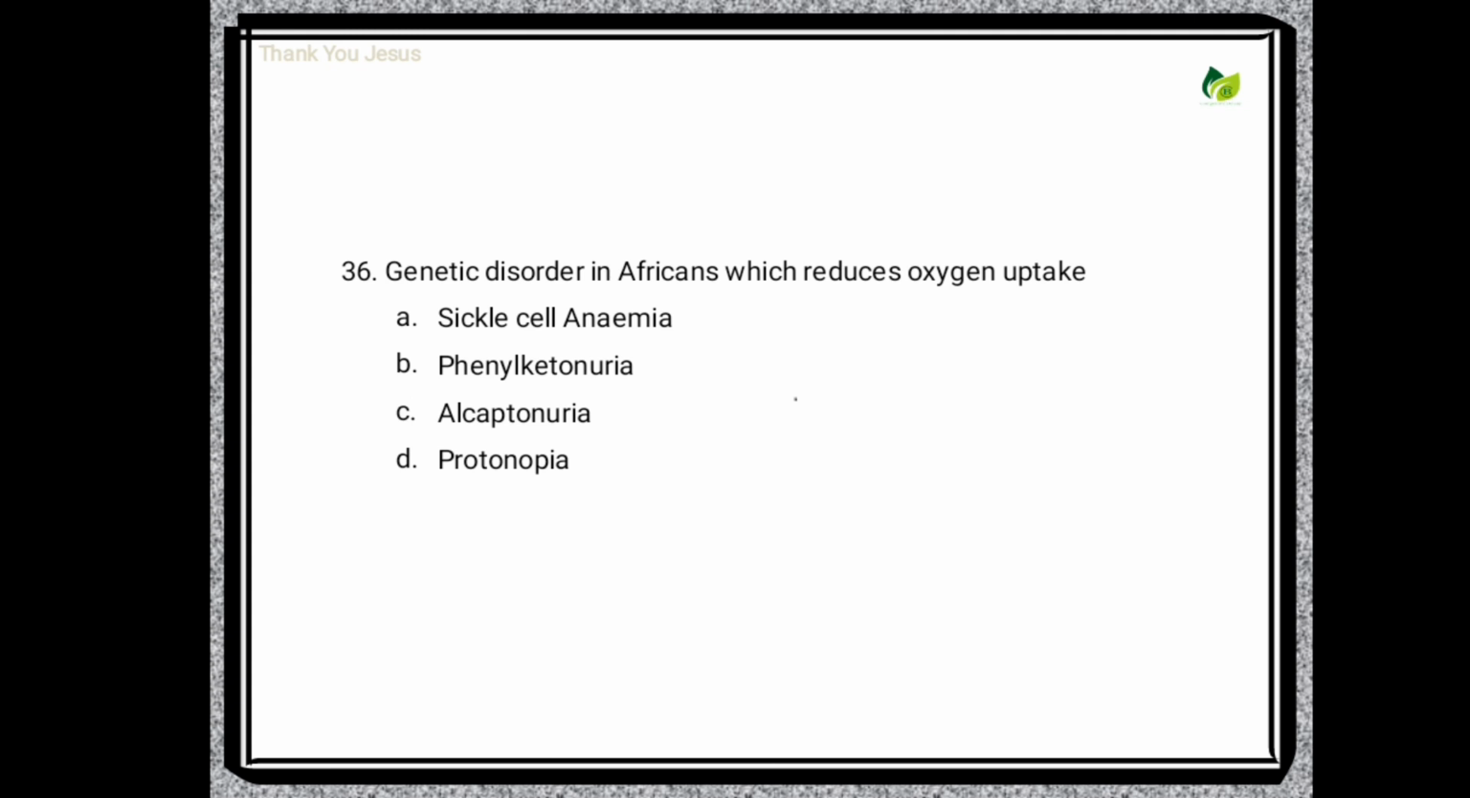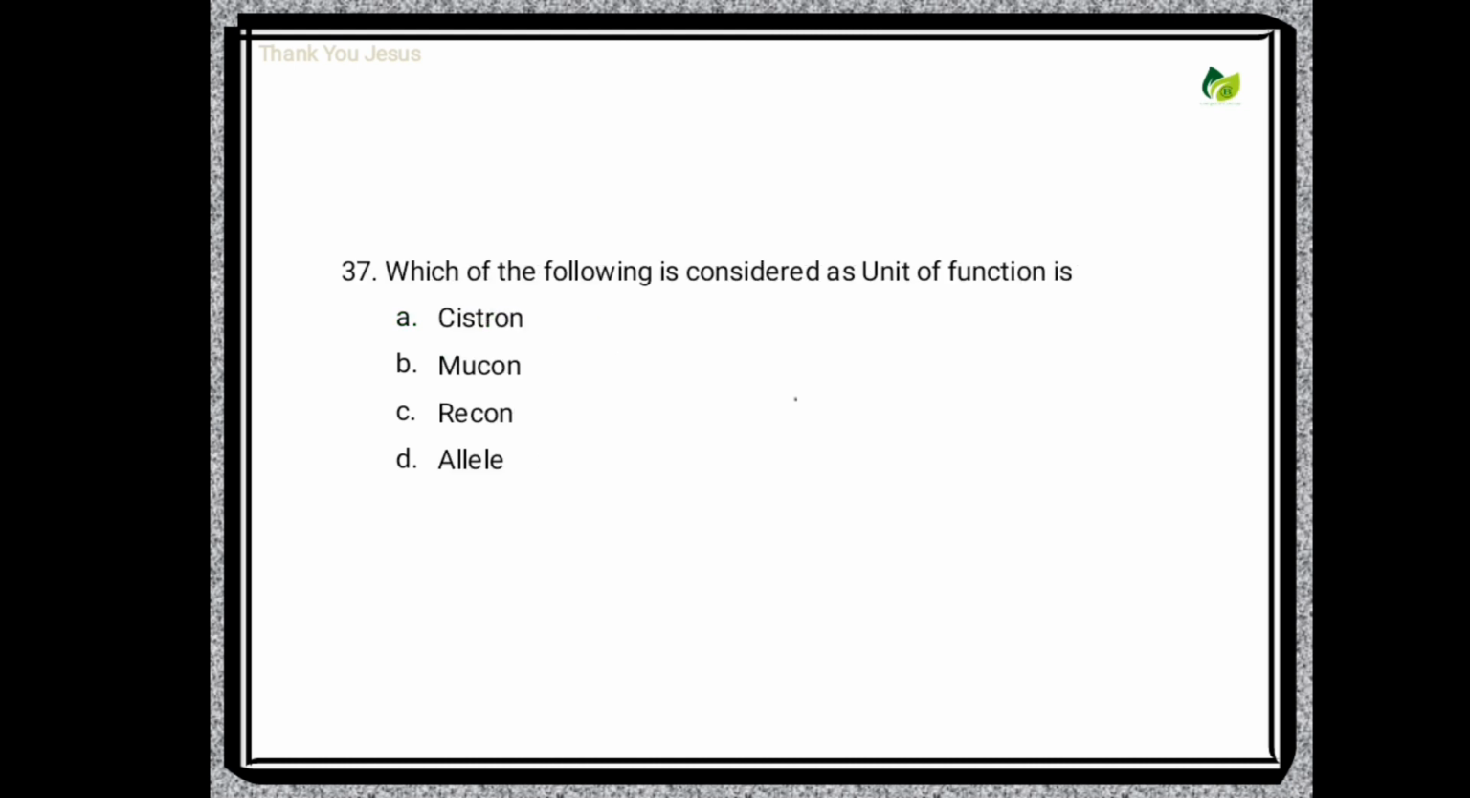Let's see the next question. Genetic disorder in Africans which reduces oxygen uptake: sickle cell anemia, phenylketonuria, alkaptonuria, protonopia. The correct answer is sickle cell anemia. Let's see the next question. Which of the following is considered as the unit of function? Options are cistron, muton, recon. The correct answer is cistron.